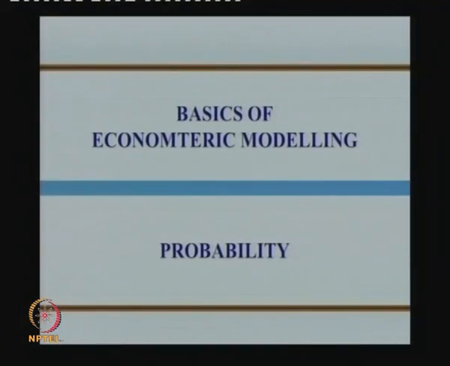Today we discuss the concept of probability. In the last lectures we have discussed various aspects of econometric modeling, that is the structure of univariate modeling and bivariate modeling. In the univariate modeling we have discussed central tendency, particularly mean, median, mode, dispersion, that is range, quartile deviation, mean deviation, standard deviation, coefficient of variation, and skewness, that is the shape of the distribution.